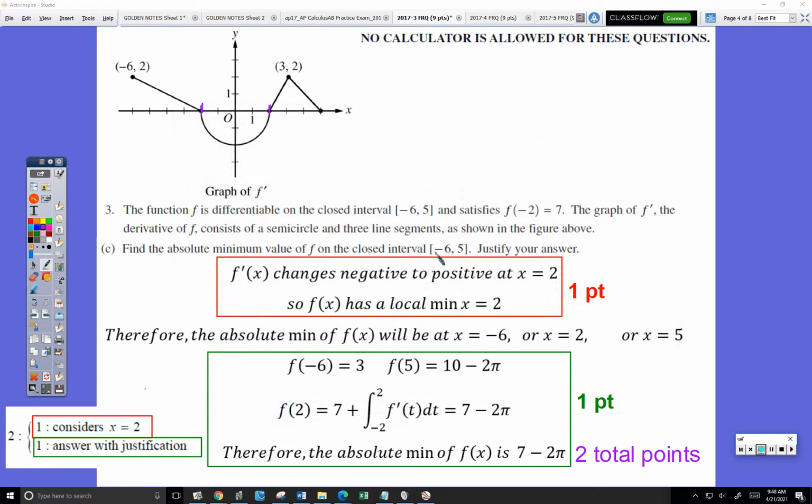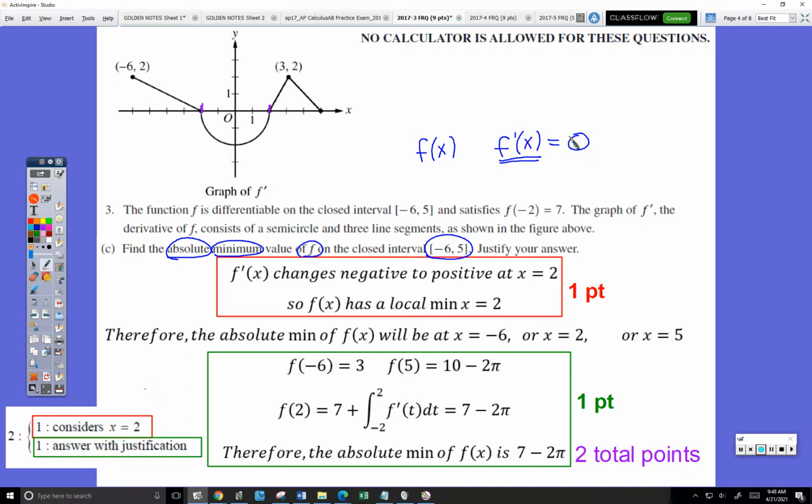This is 3C. Find the absolute minimum of f for this interval. Okay, I start by remembering, if I'm trying to find the absolute minimum of f, I do not want to pay attention to f. I want to pay attention to f prime. And I must tell the grader that I'm going to look to see where the values of f prime are 0. So that's what I'm going to write down.